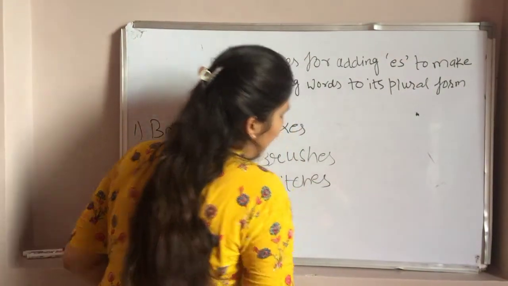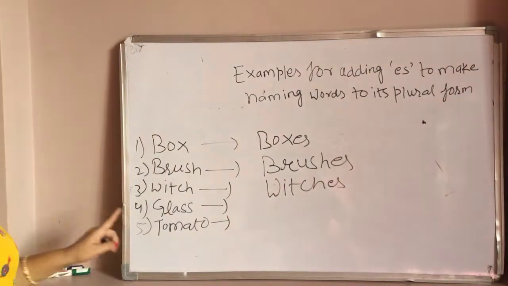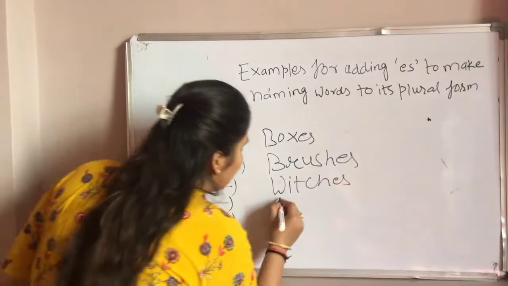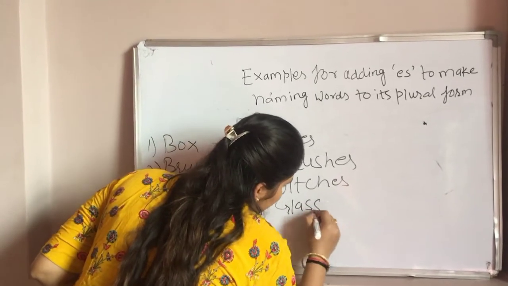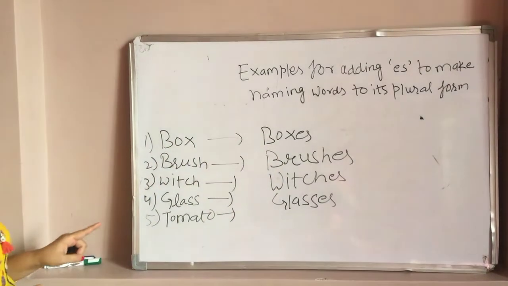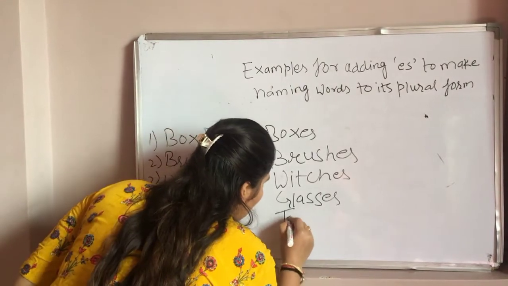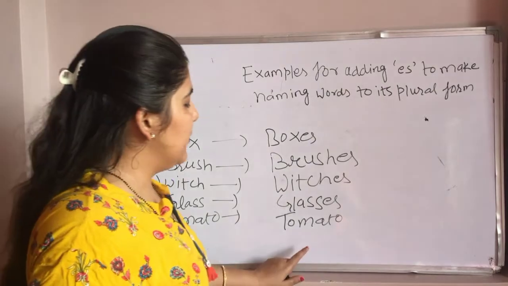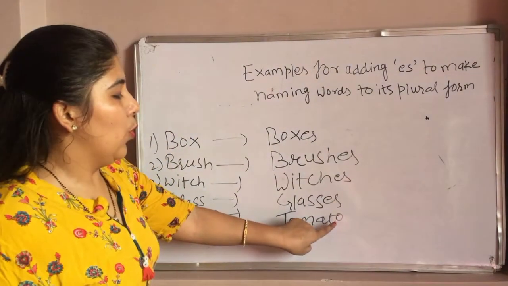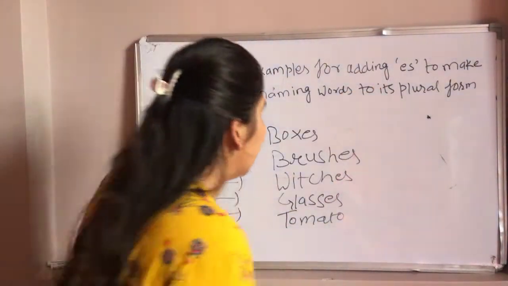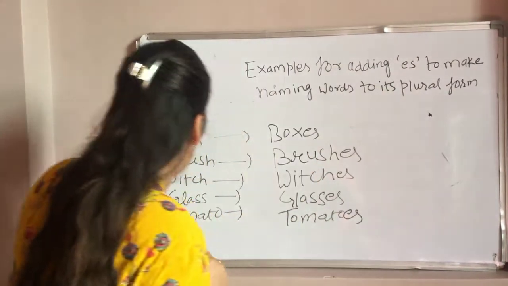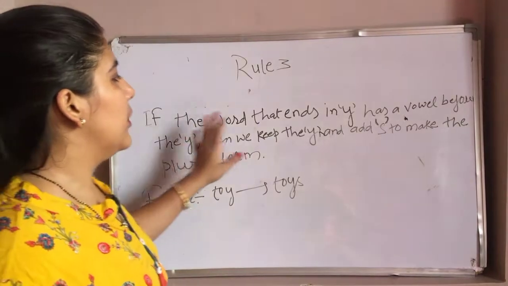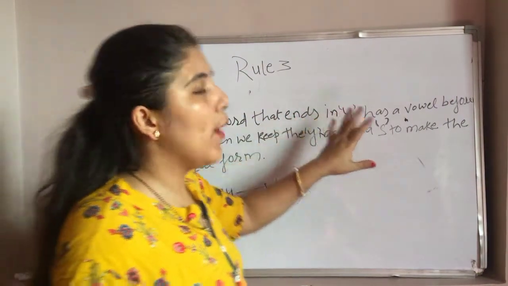So here es. Now next is glass. Glass is a singular form. Now what do we do? Glasses. Next is tomato. Now what do we do? As we studied o. So what is this? O. So what do we add? Es. Tomatoes.